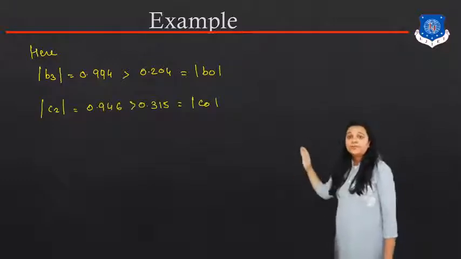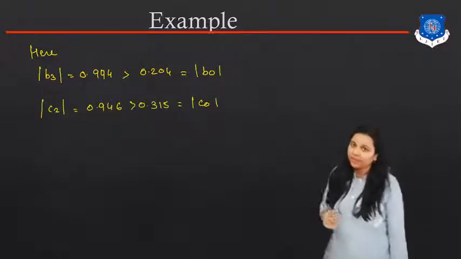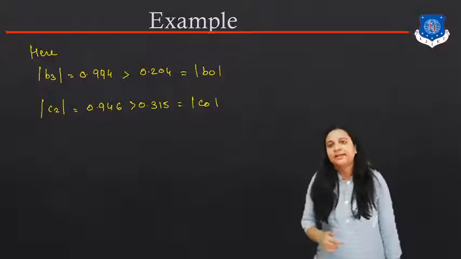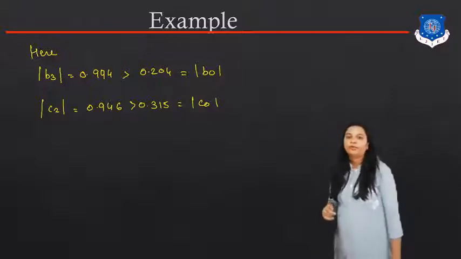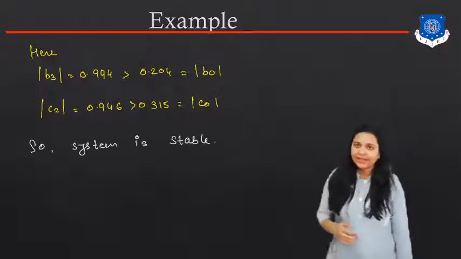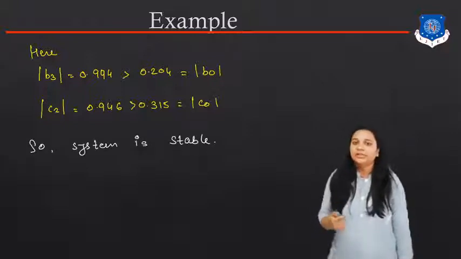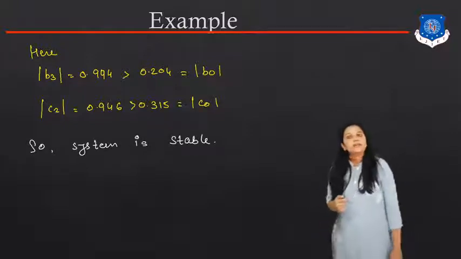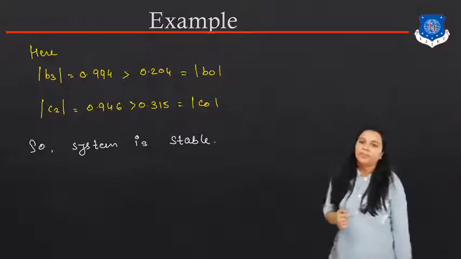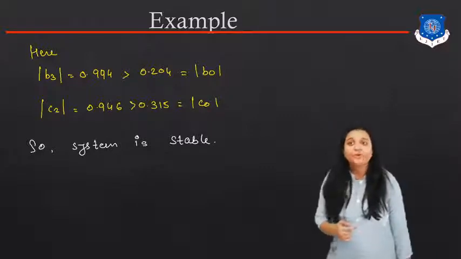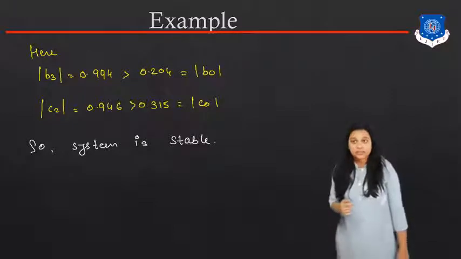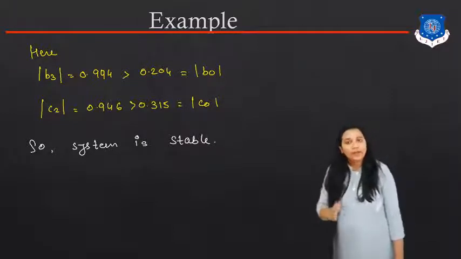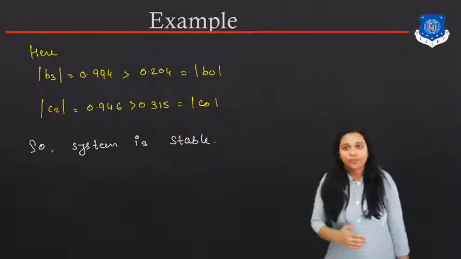Then mod of C2 is greater than mod of C0. So here 0.946 is greater than 0.315. So this condition is also satisfied. So this type of system characteristic equation is a stable system. So using this Jury stability test, we can find the stability of the system.